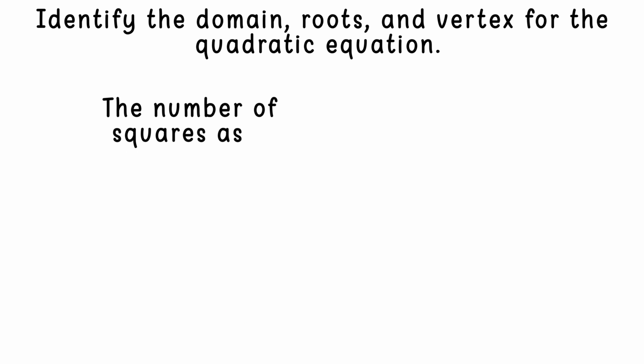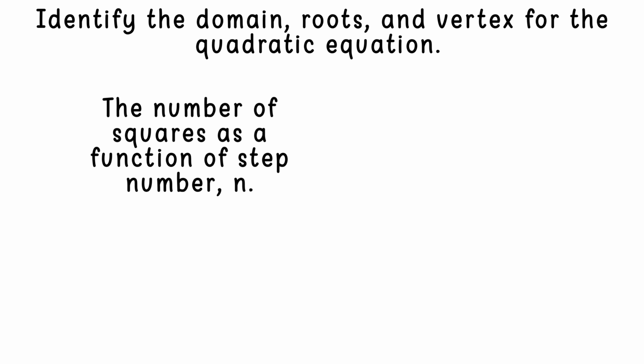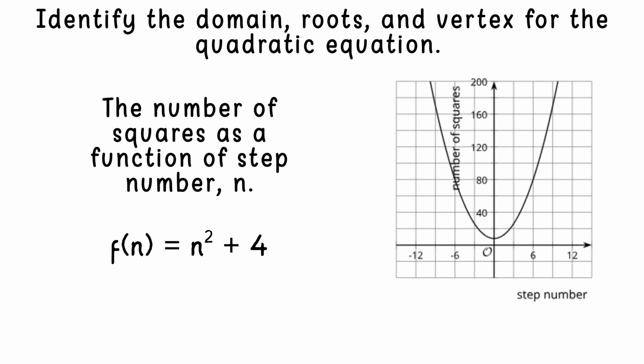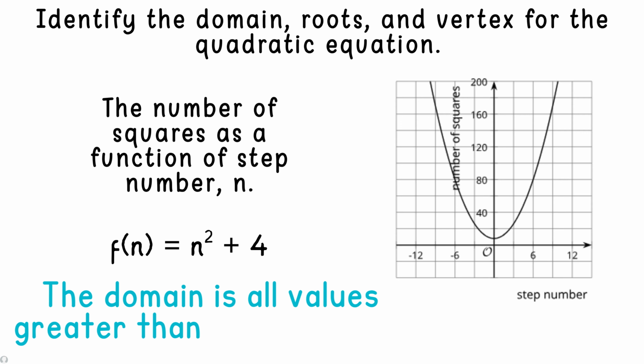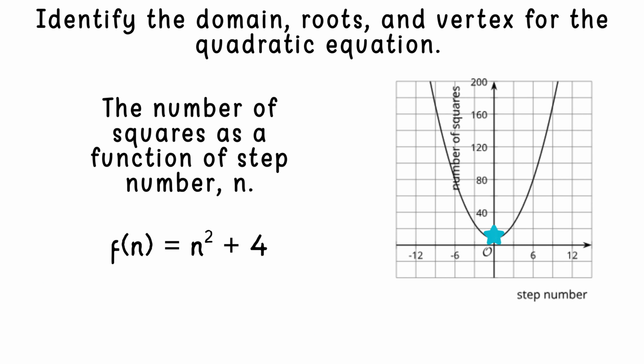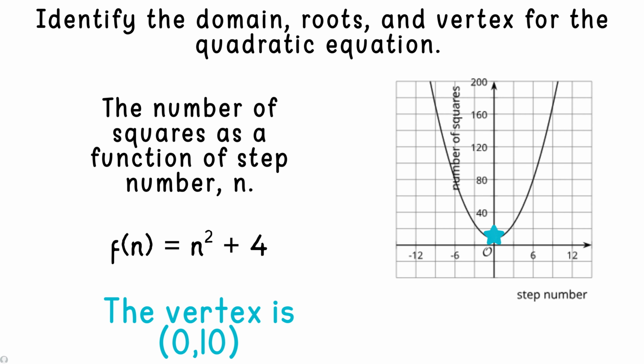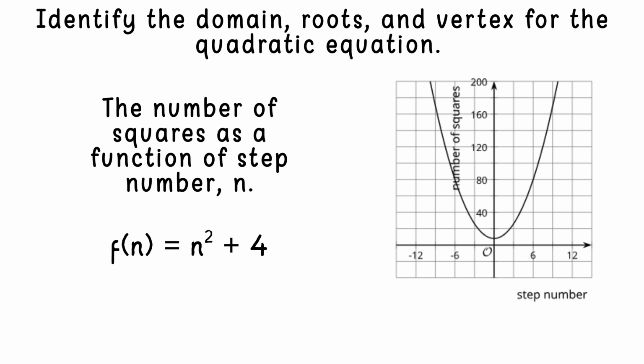Our next function describes the number of squares as a function of a step number n. Here's the graph and equation that matches this function. We can see that the domain is going to be all values greater than or equal to 0, since all the step numbers have to be positive. We can't have negative step numbers. Now let's look at the vertex. In this case, it's at the minimum point. And this happens at 0, 10. And finally, we'll look at the x-intercepts, but in this case, our graph never touches the x-axis, so there are no roots for this equation.